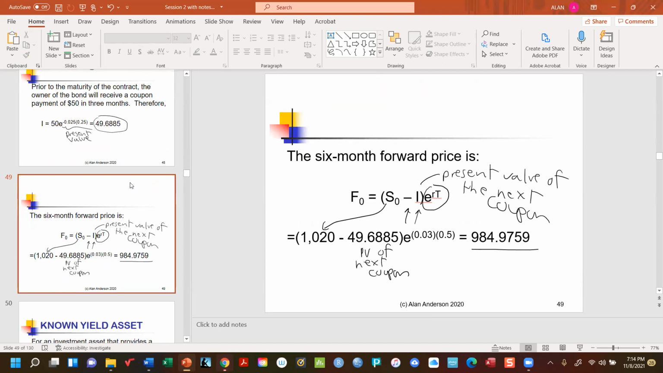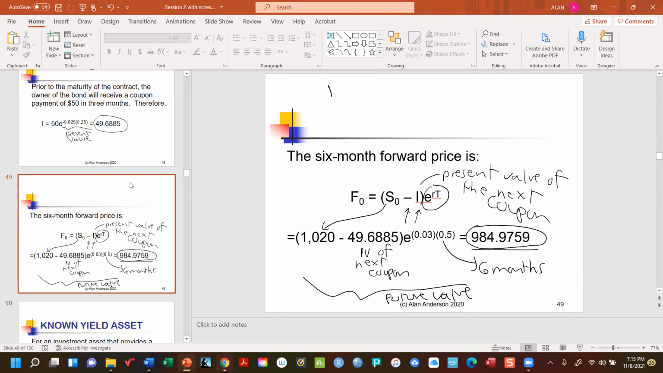and whatever that is, what we're doing here is calculating the future value of all this. We're basically projecting this 6 months into the future, because that's when the contract will start. And so therefore, the forward price of the bond that will be delivered in 6 months is that number.